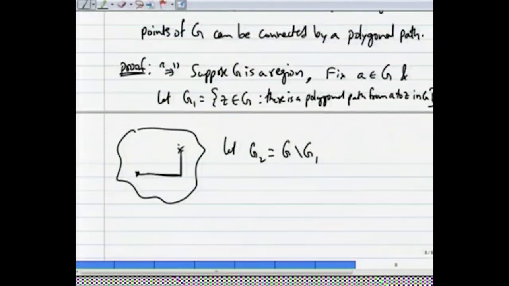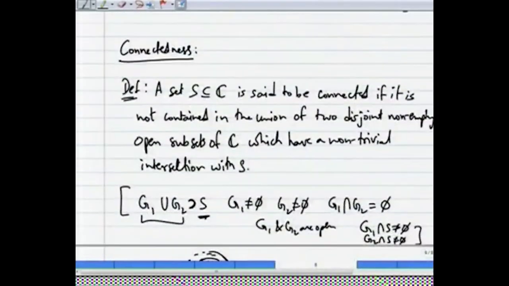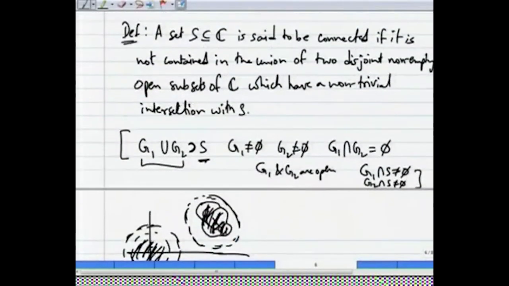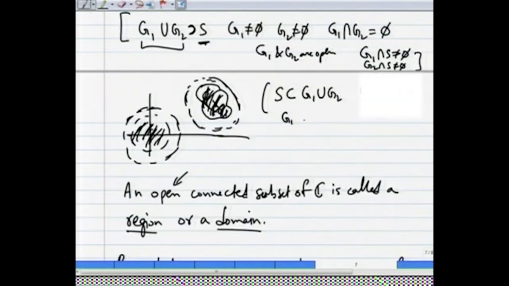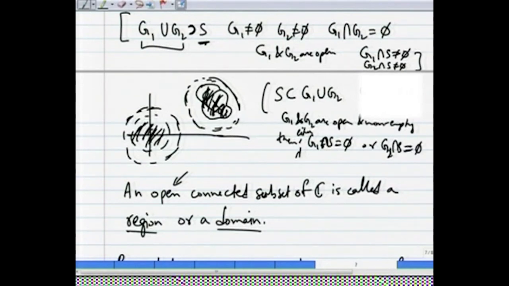Okay. So, by the definition of connectedness, another way to say this definition is that if you are able to express S contained in G 1 union G 2, where G 1 and G 2 are open and non-empty, then either G 1 intersection S is empty or G 2 intersection S is empty. What that means is S is completely contained in either G 1 or G 2.